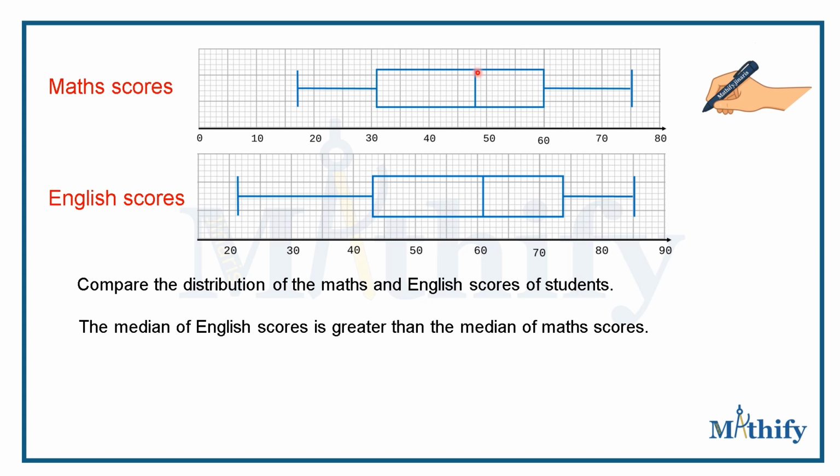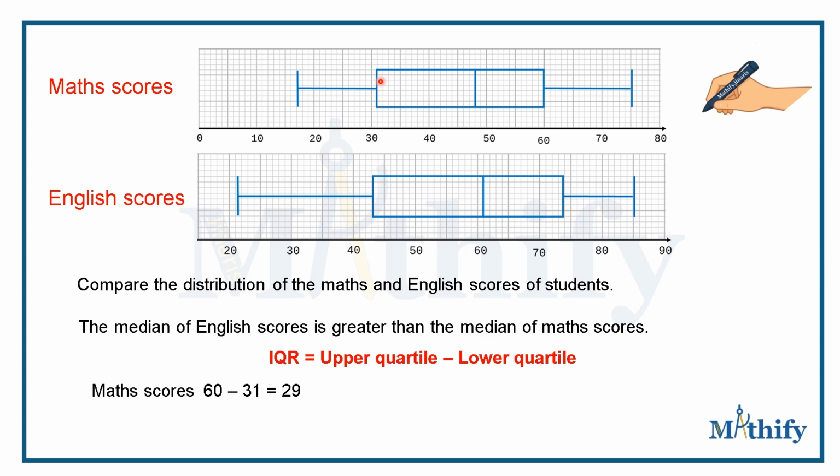Your second comparison is the interquartile range. Now, when you work out the interquartile range, you do upper quartile minus the lower quartile. So for the math scores, our upper quartile is 60, the lower quartile is 31. The interquartile range therefore will be 60 minus 31, which is equal to 29. That's the interquartile range. Let's do the same for English scores. The upper quartile is at around 74 and the lower quartile is at 43. So 74 minus 43 equals 31.